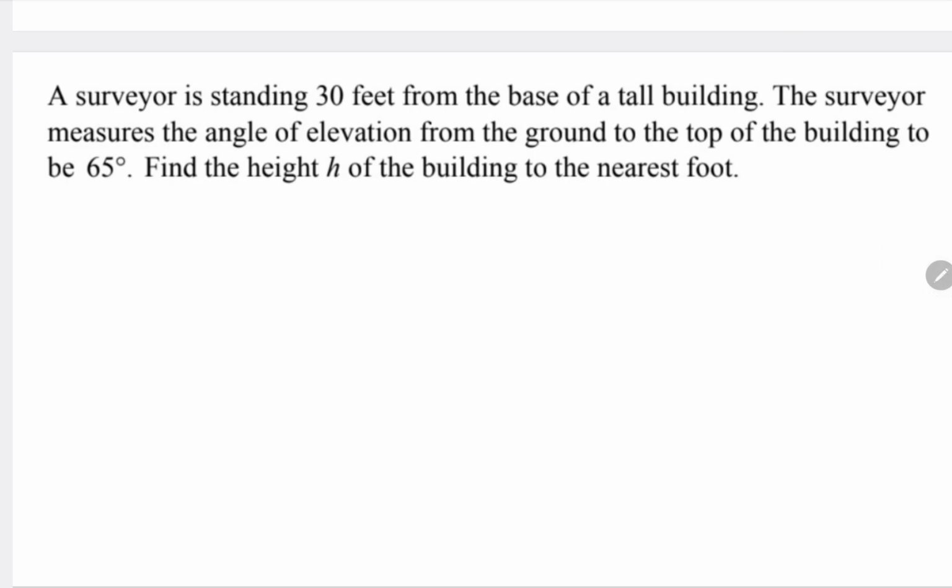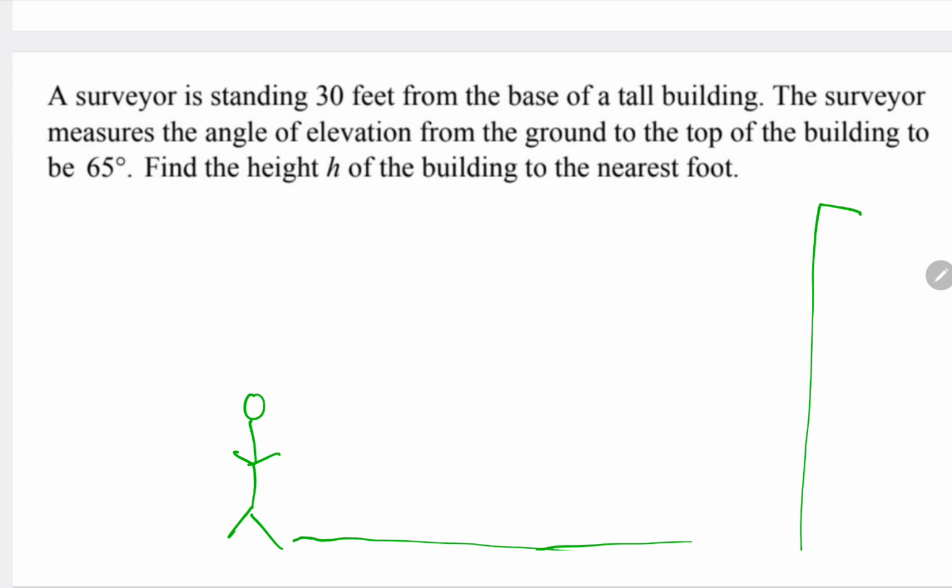All right. Every time there's a word problem in geometry, it's helpful to draw the picture, especially for these. So we have a surveyor standing 30 feet from the base of a tall building. So I need a building and I need a surveyor. That's a very tall surveyor. Okay, he is 30 feet away. So that's 30. The surveyor measures the angle of elevation from the ground to the top of the building. So this is the angle of elevation. We'll talk more about that another time. That's 65 degrees. Find the height of the building.